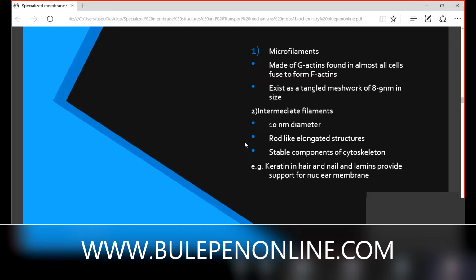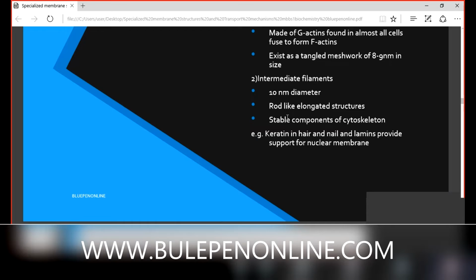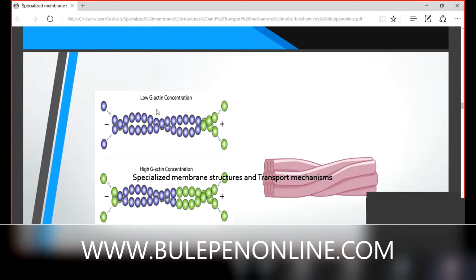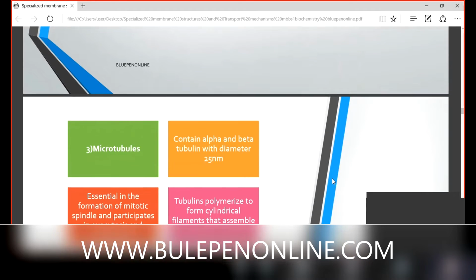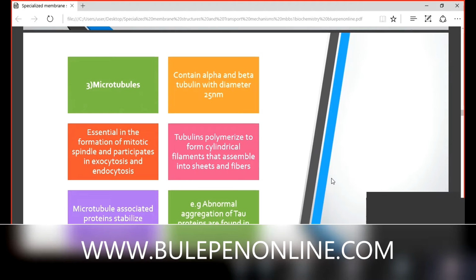Keratin is a special type of protein found in hair and nail, and lamins provide support for the nuclear membrane. Lamin is another type of protein. These also come under intermediate filaments. You can see the structure, low G-actin concentration and high G-actin concentration. These are the structures of microfilaments, and rod-like intermediate filaments, as you can see from the diagram.